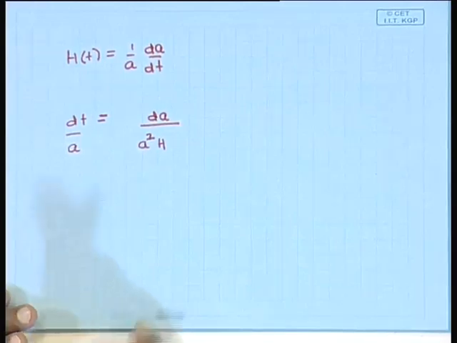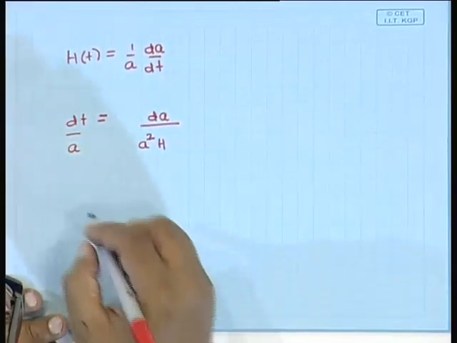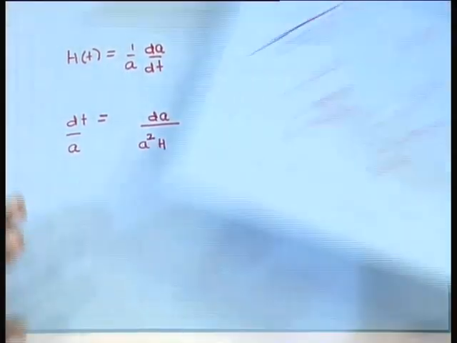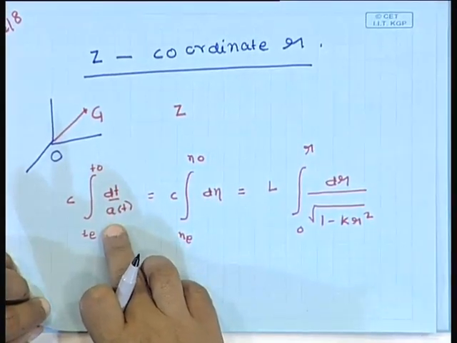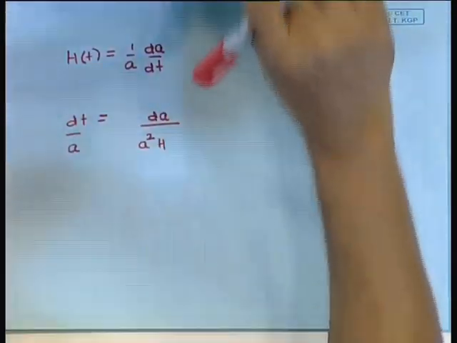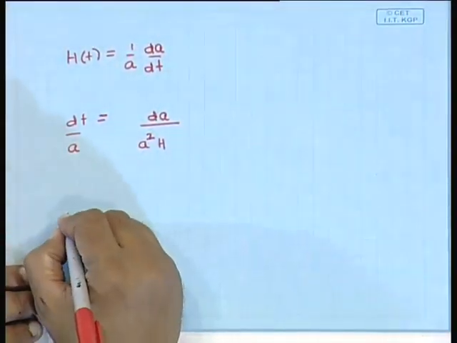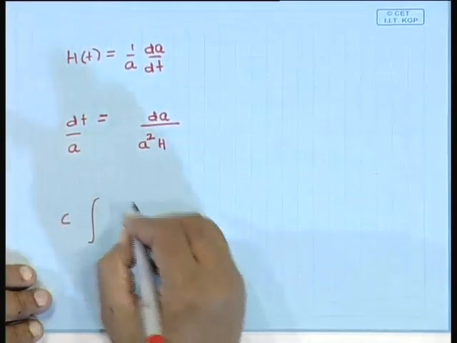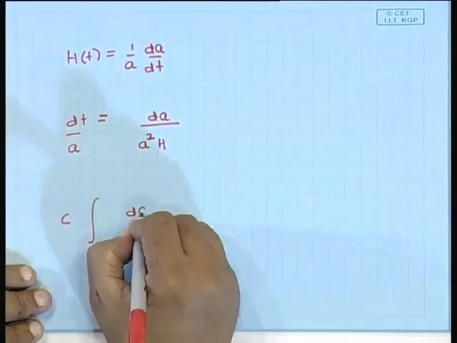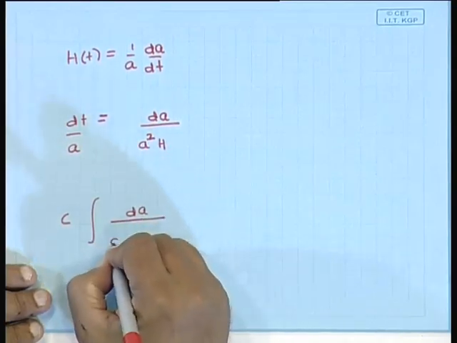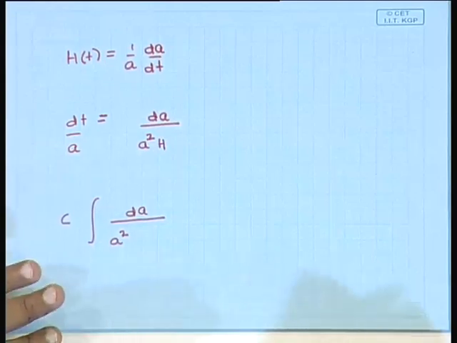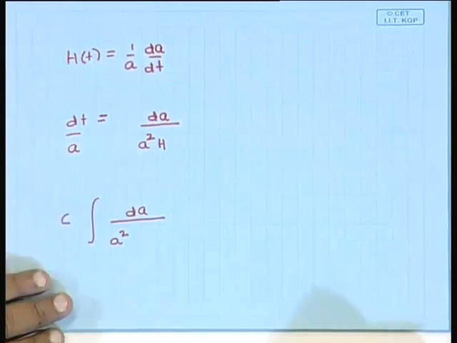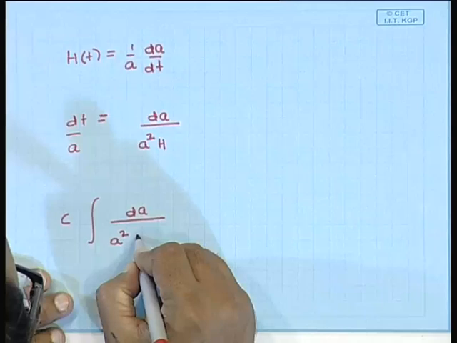Fine. So, this allows us to write this term as c times the integral dA by A squared. Now, the Hubble parameter is typically known as a function of the scale factor, right? So, we can write this as H(A).